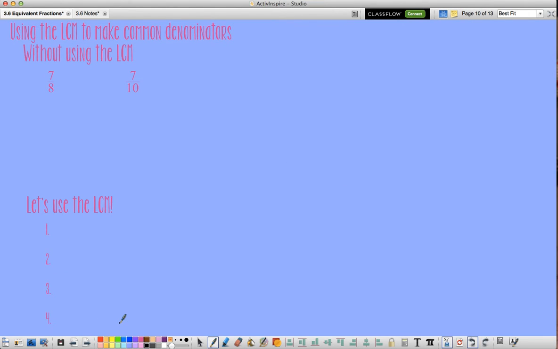Okay, so then using the LCM to make common denominators. When we do this without using the LCM, if I look at 8 and 10, a lot of times we like to just do 8 times 10 and know that they both have 80 in common. So then I have to take 7/8 and multiply it by something to get to 80. And then I have to take 7/10 and multiply it by something to get to 80. I know that something is 8, so I end up with 56/80. And down here I multiply by 10, and up here I end up with 70/80.